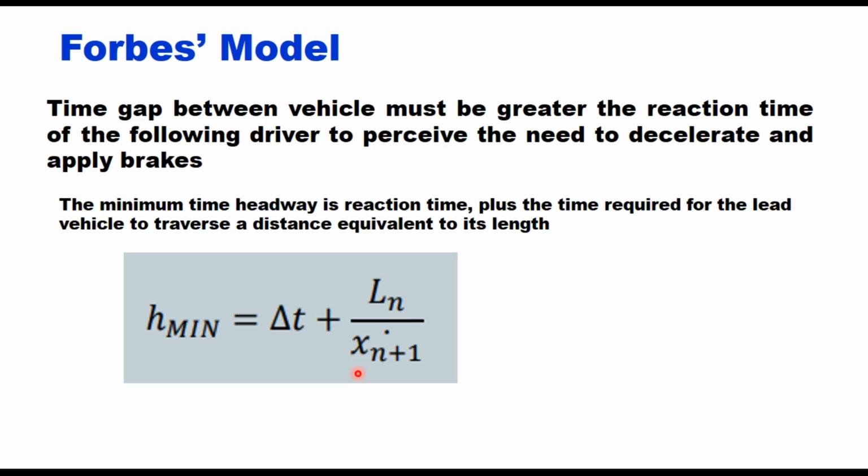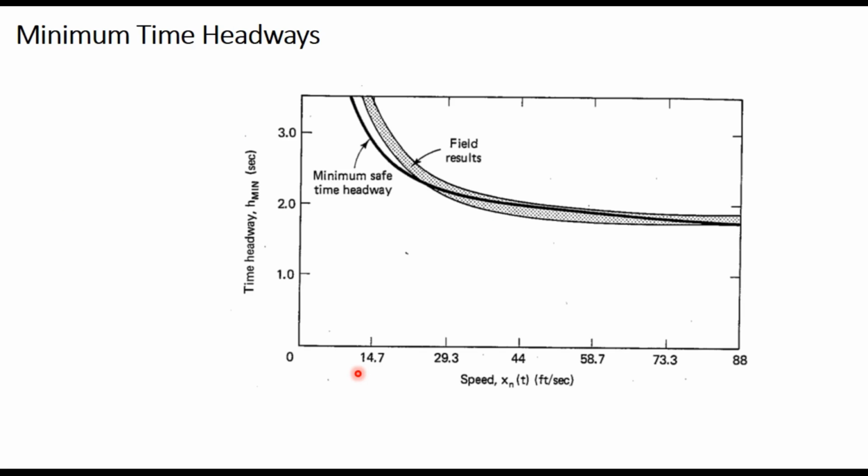So again, if delta t is taken as 1.5 seconds, and the length of the vehicle, let us say, is 20 feet, then this will become 1.5 plus 20 upon speed. Now here also the same problem: it does not match with the field data. Here you can say that the time headway required according to this Forbes model at lower speed is lower than what is actually measured in the field, and the same is the case at high speed.